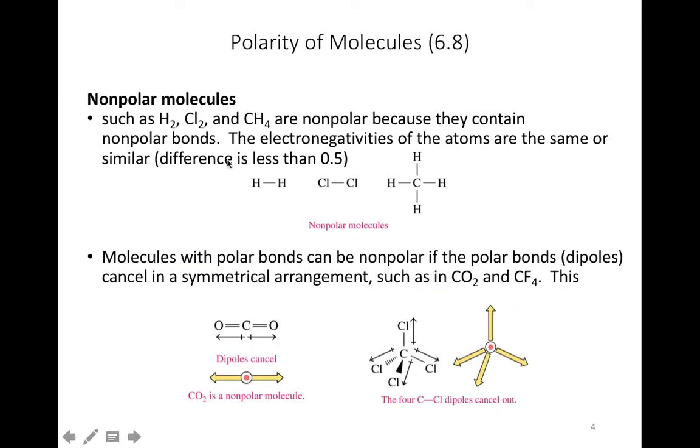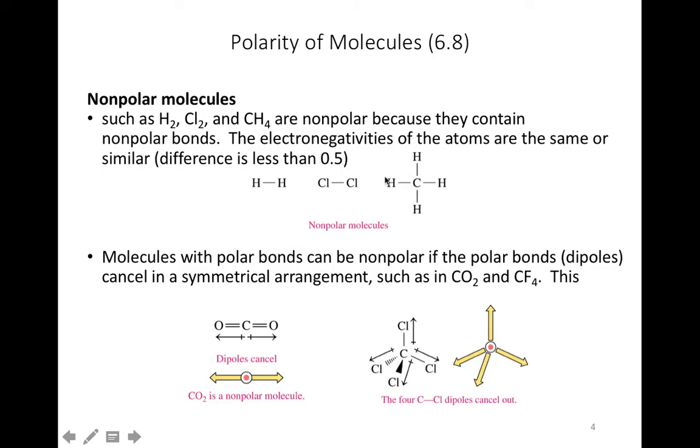So when we're looking at determining whether the molecule overall is polar, not just whether or not it has polar bonds, there are two things that we need to look at. One, are the bonds themselves polar? If it doesn't have polar bonds, then the molecule can't be polar. So when I have hydrogen, H2, that's going to be nonpolar, because obviously their electronegativities are the same. Same thing with Cl2.